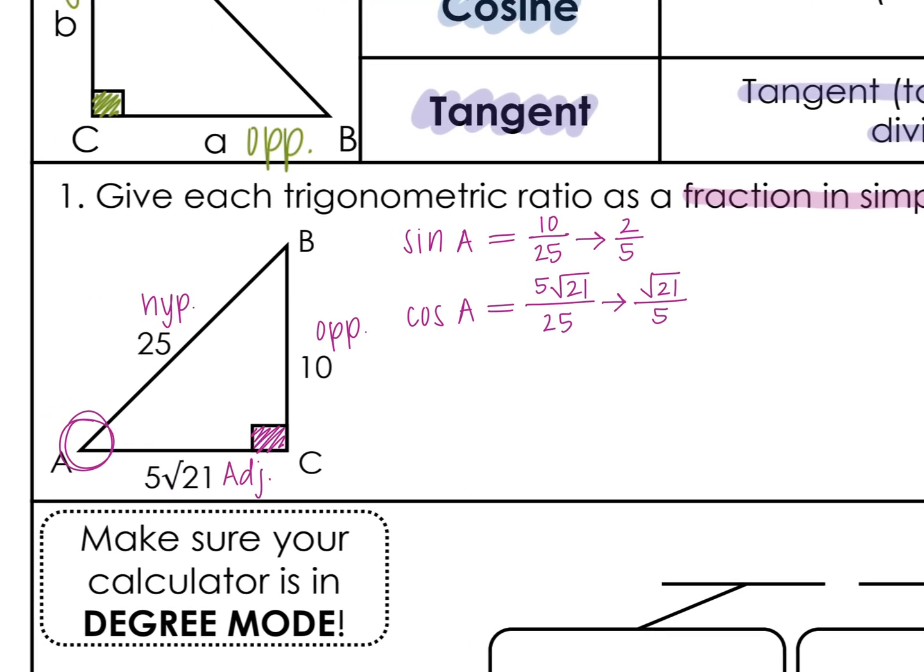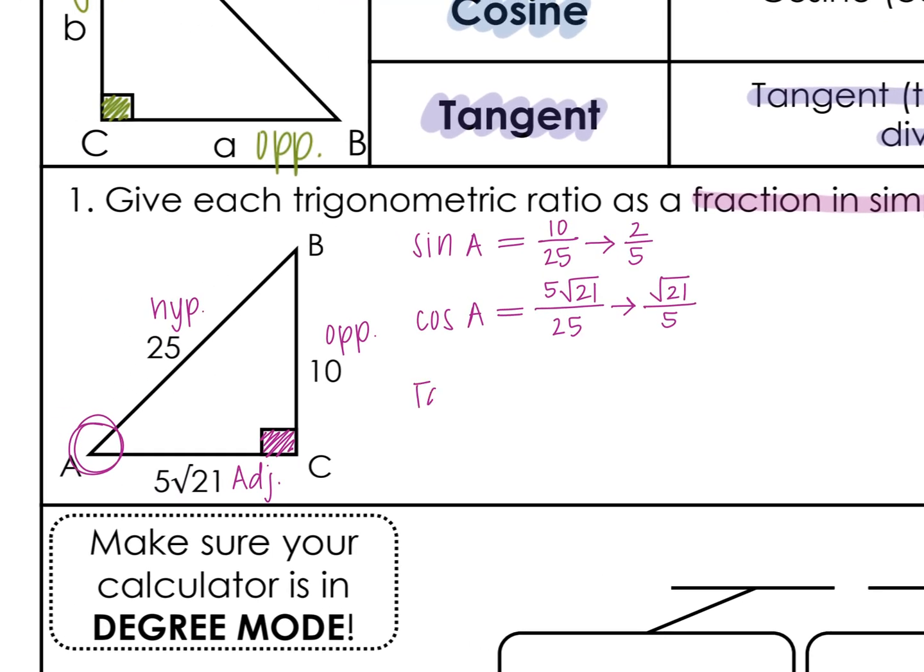And then for our angle A, we're going to move into our last one, which is tangent. And so we'll have our opposite, 10, over our adjacent, 5 root 21. Now remember here, we cannot have a radical in our denominator, so we are going to rationalize by multiplying by that root 21 to the numerator and denominator. Okay, so when we do that, we are going to get 10 root 21 over, and we'll have that 5 times 21.